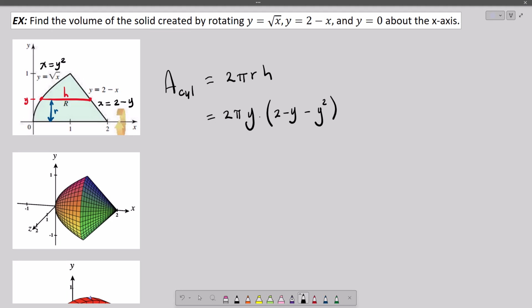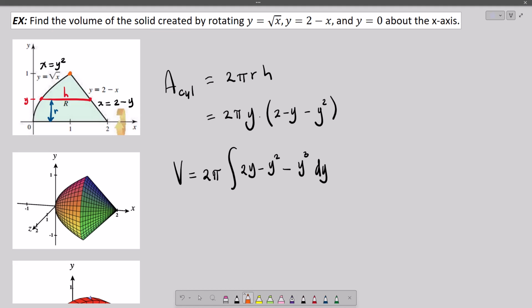Okay. Then we are going to integrate that area to get volume. So let's distribute the y. So we're going to have 2y minus y squared minus y cubed dy. And the y's coming from the y-axis will go 0 to 1. That's where this intersection point is up top.